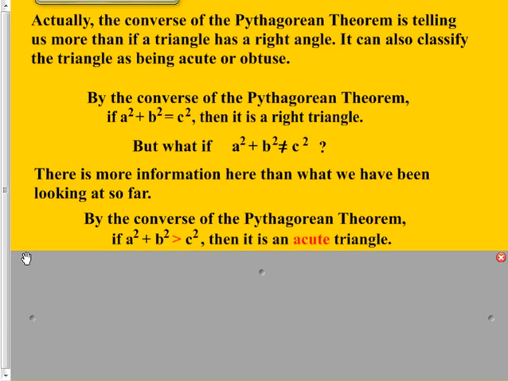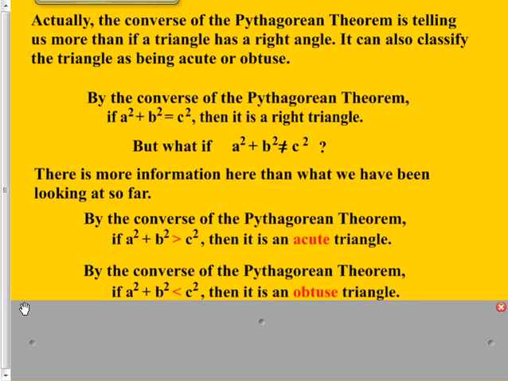And by the converse of the Pythagorean theorem, if you plug in your values like we have been plugging them in, and you come up with a squared plus b squared is greater than c squared, so the sum of the legs being squared is more than the hypotenuse being squared, then that is not a right triangle. That one is actually an acute triangle. And very similarly, if the sum of your legs being squared is smaller than the hypotenuse being squared, that one is not right either. That one is going to be obtuse.